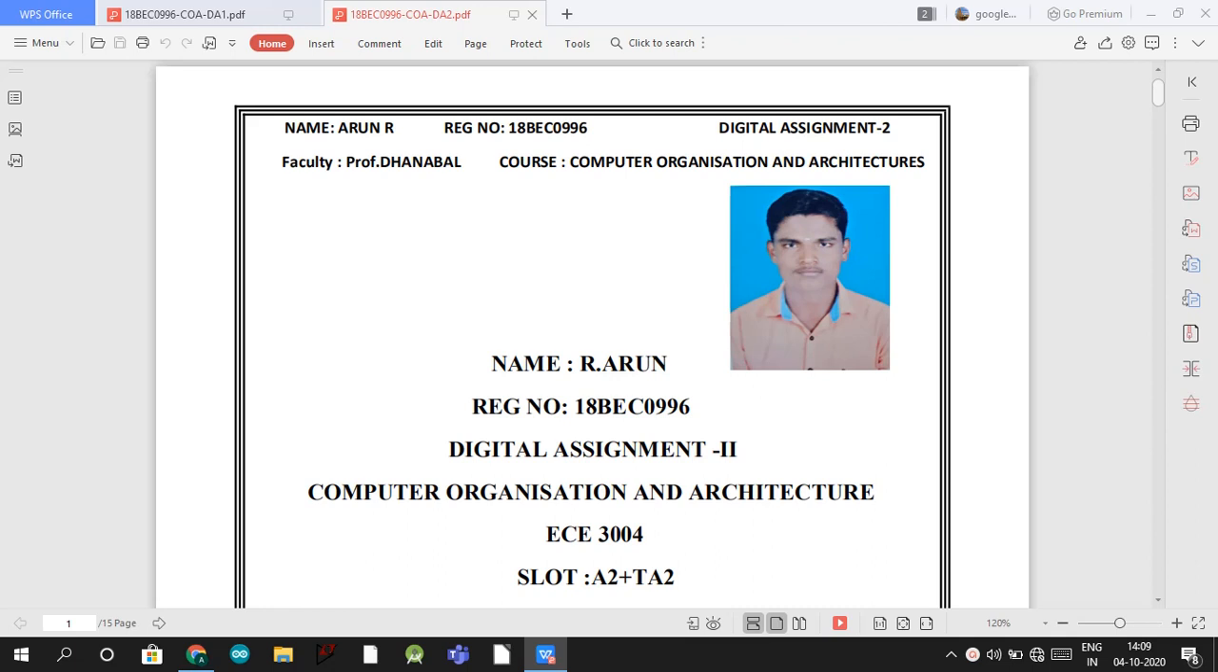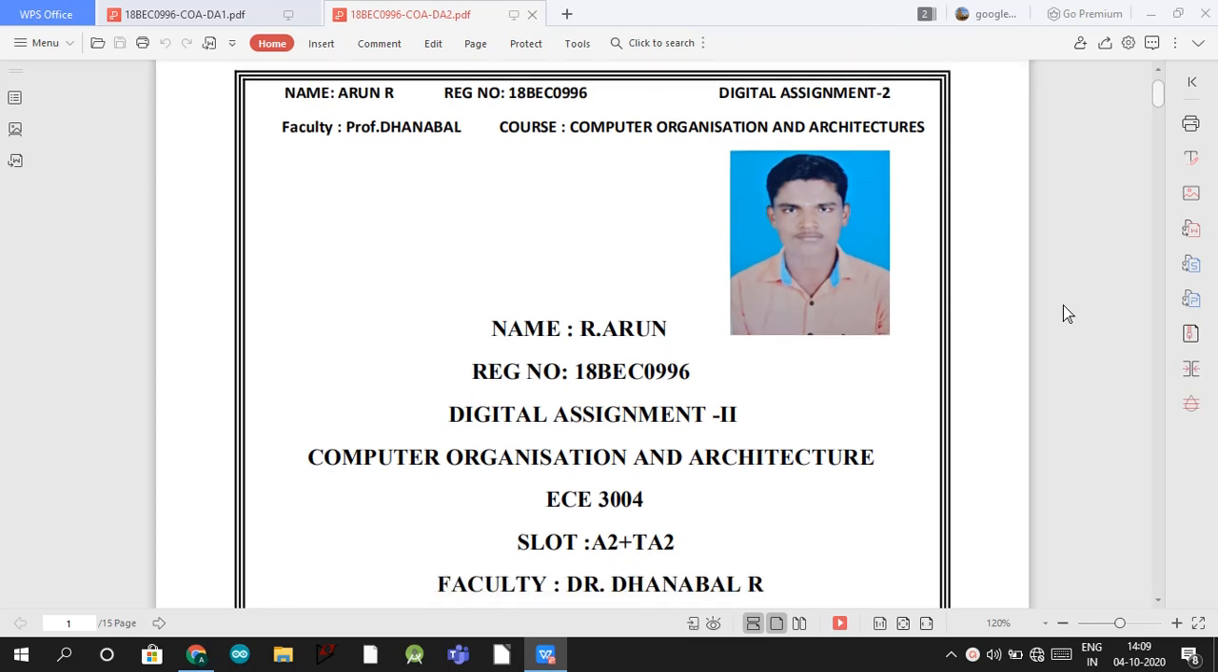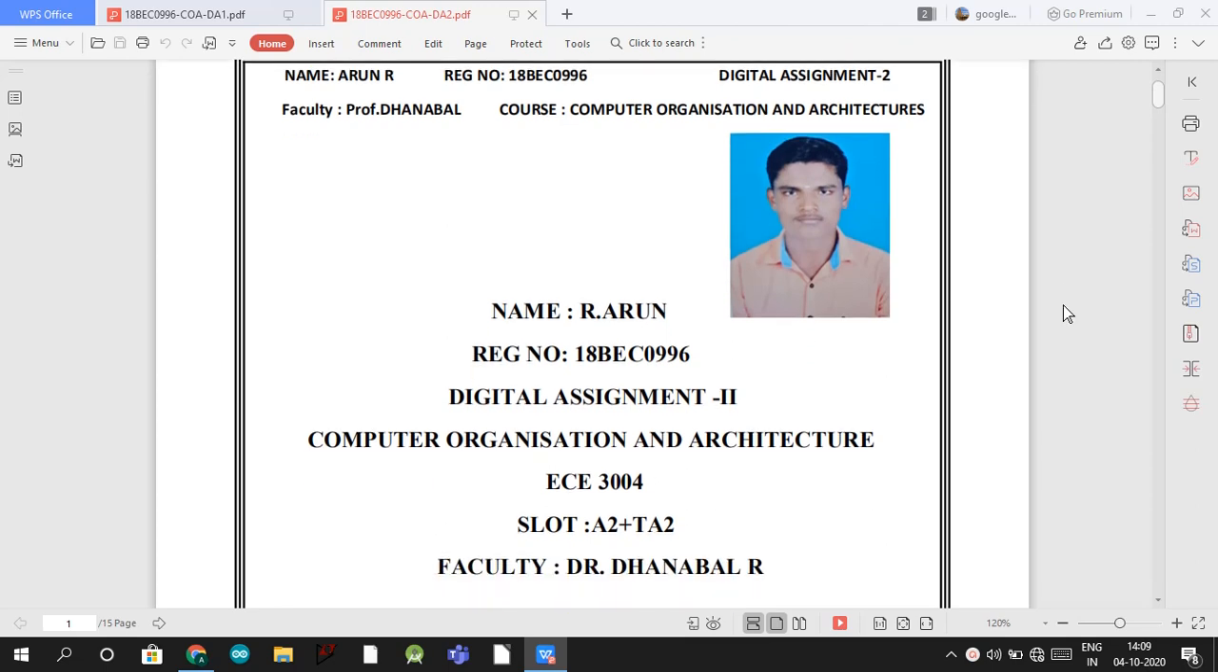Now I am going to talk about digital assignment 2. I am taking the literature paper "High Performance FPGA Based Floating Point Addition, Subtraction, Multiplication and Division for 64-bit and 128-bit". Let's see a brief about digital assignment 2.